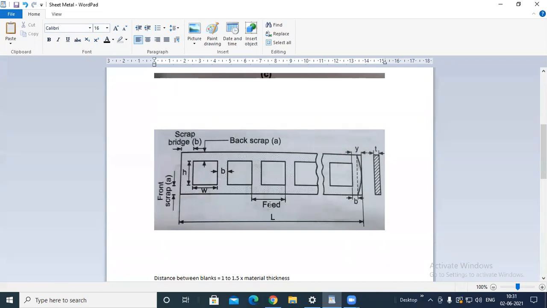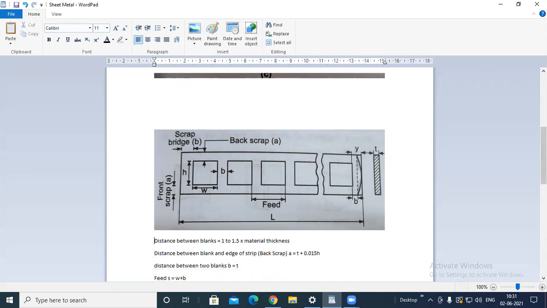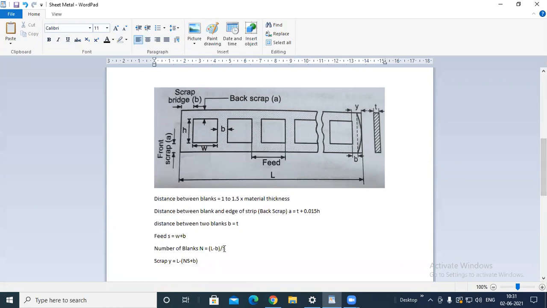Next, the number of blanks that can be produced from one length of stock. The formula to calculate the number of blanks is N equals (L minus B) divided by S. Here L is the total length of the sheet or strip, B is the distance between two blanks, and S is the feed.